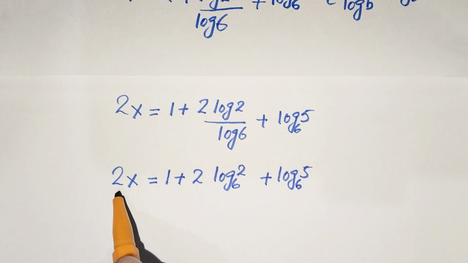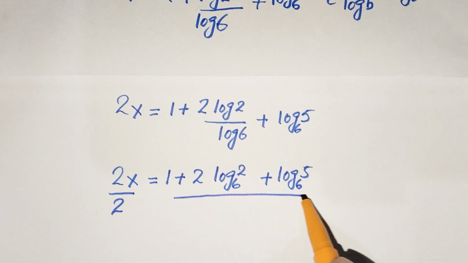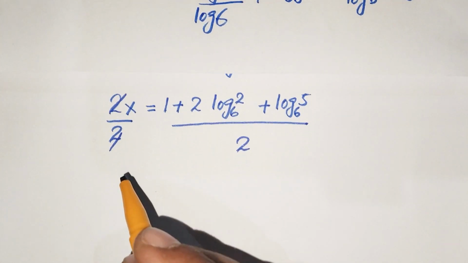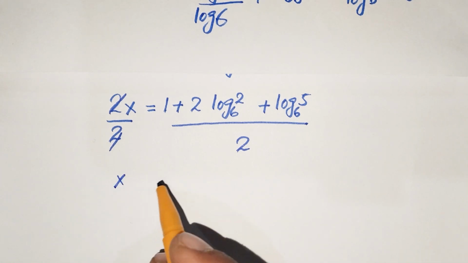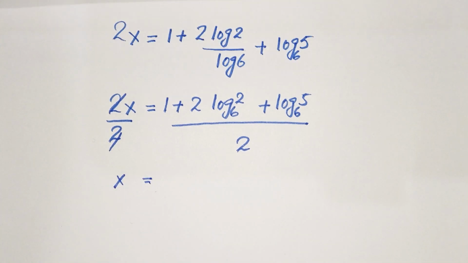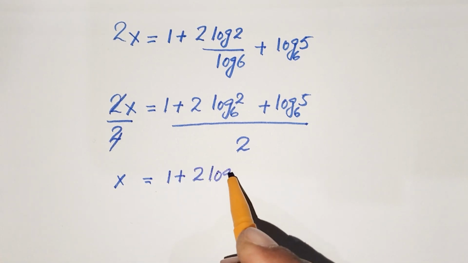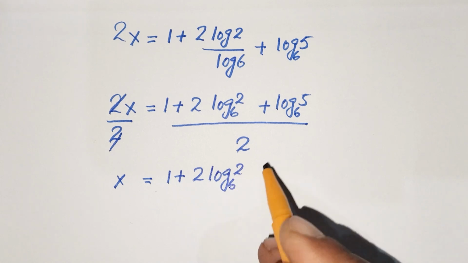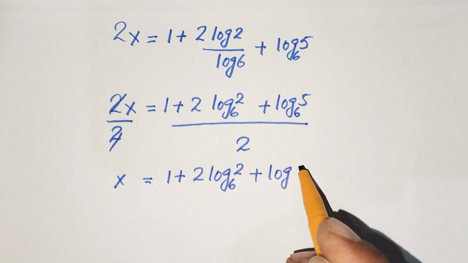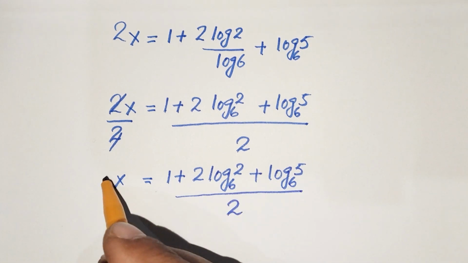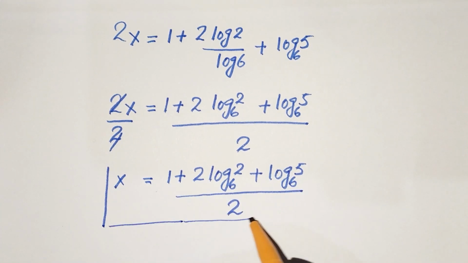Now we can see that here there is a 2, so we can divide by 2 on both sides, cancelling 2 with 2. So x is equal to 1 plus 2 log 2 with base 6 plus log 5 with base 6, all over 2. So it is our value of x.